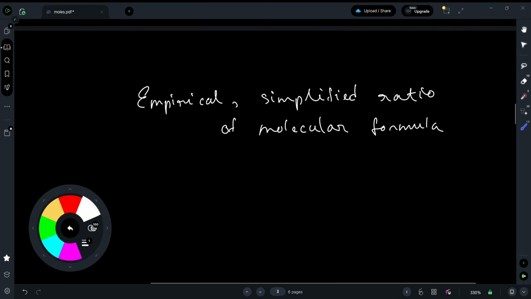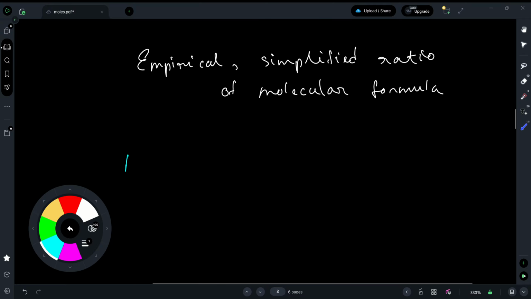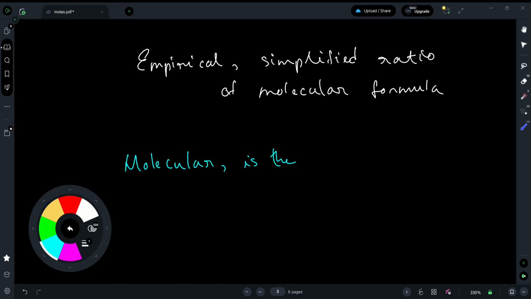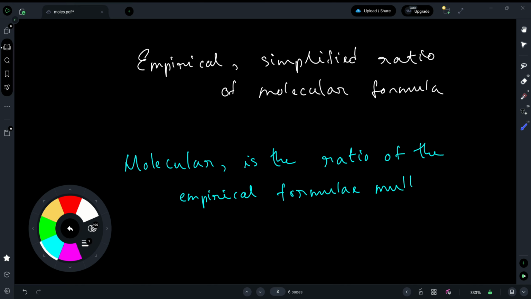So then what is the molecular formula? The molecular formula is the empirical formula multiplied by a number. I'll just write constant beside it. So let me explain what I wrote here.